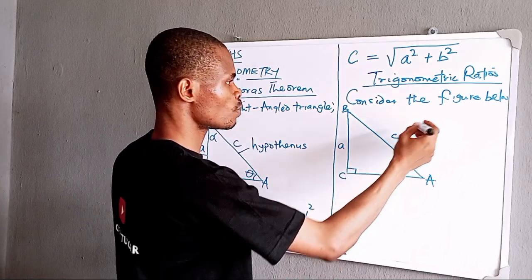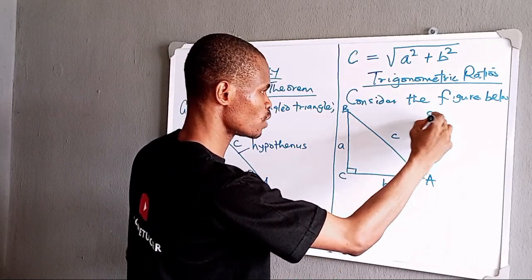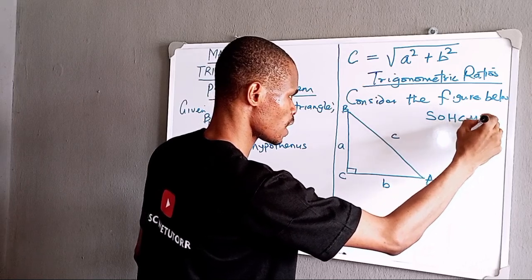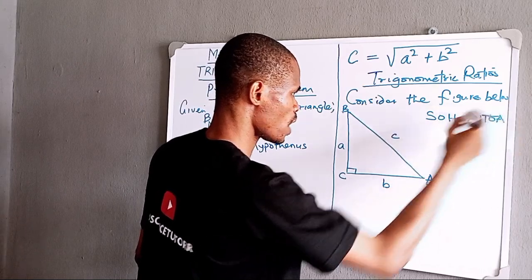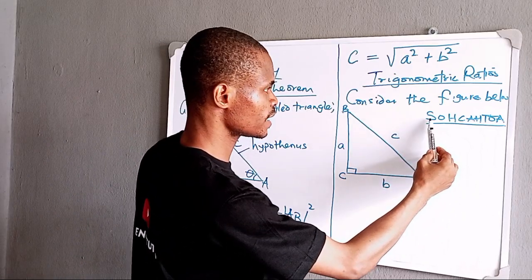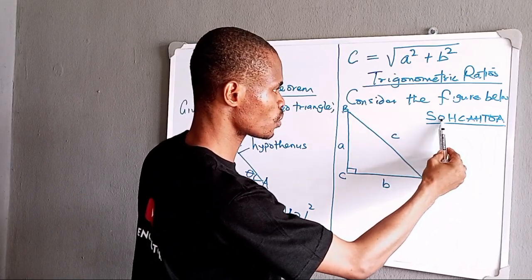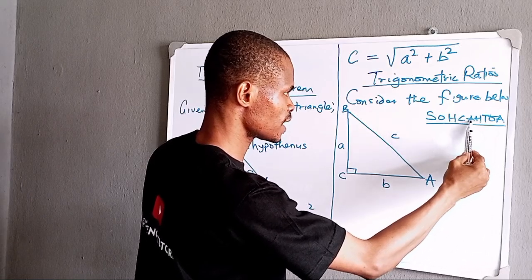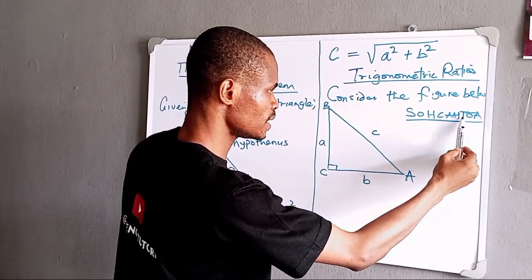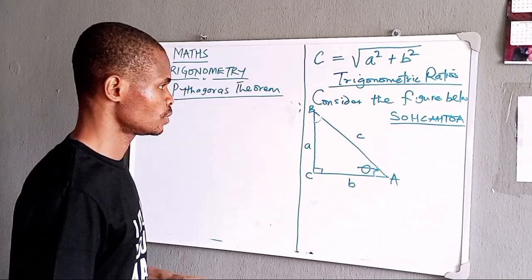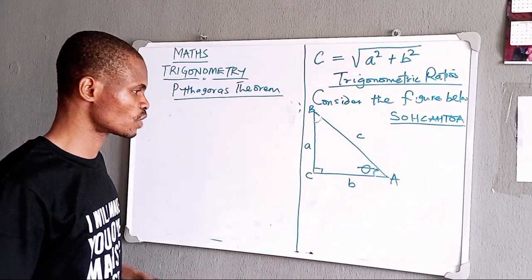Now, in trigonometric ratio, we have what we call SOH CAH TOA. How do we derive this? This is for sine. Sine simply says opposite over hypotenuse. Cosine, adjacent over hypotenuse. Then tangent is equal to opposite over adjacent. So let's derive the trigonometric functions.